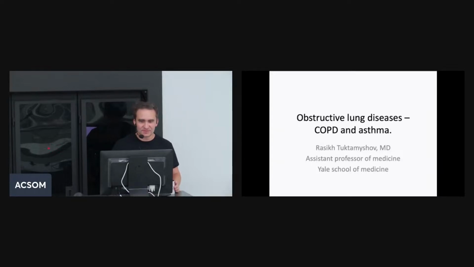So today we'll talk about obstructive lung diseases, which includes mainly two diseases, COPD and asthma. We talked about some of the topics I'm going to talk about today yesterday at the small group. So we're just going to go through some of the topics, just repeating what we talked about yesterday.